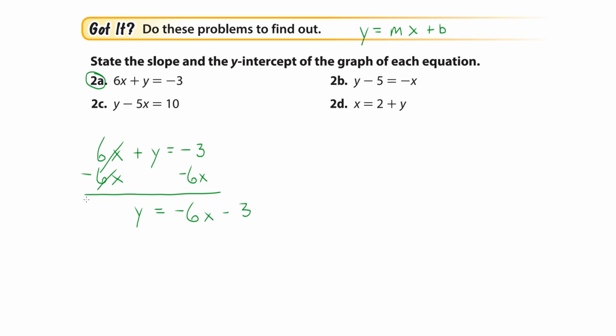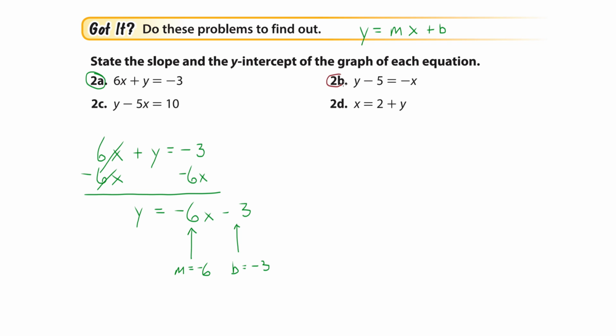And so now we have a very straightforward, what is the slope? Well, it's that number right there. The slope is -6, so m equals -6. And then this number out here is my y-intercept. So the y-intercept, which we call b, b is -3 because it says -3, and I can actually think of that as plus a -3. So b is a -3. So there's your slope and your y-intercept for 2a. So let's take a look at 2b.